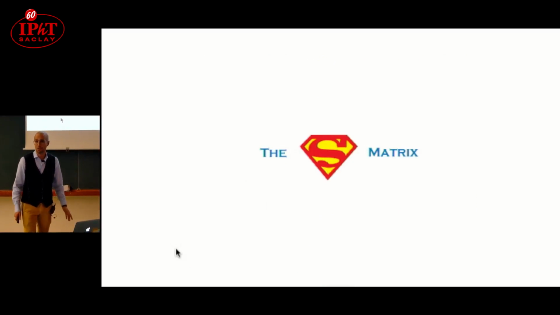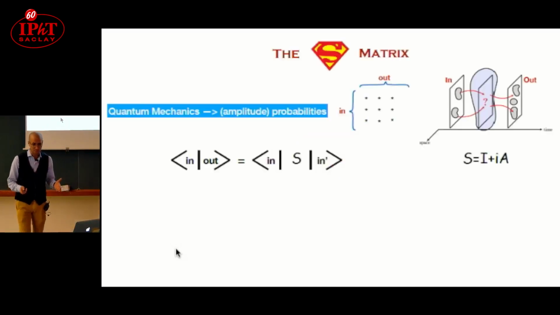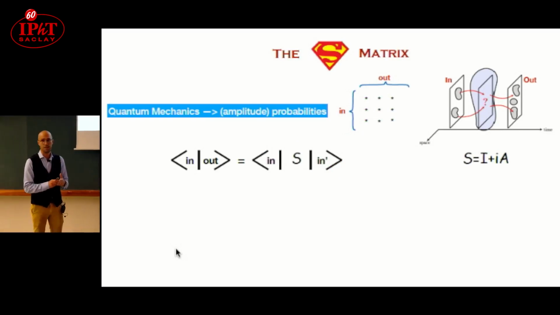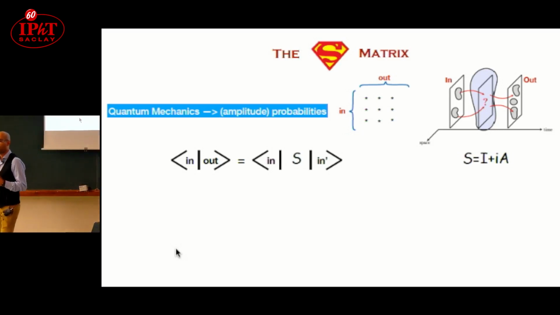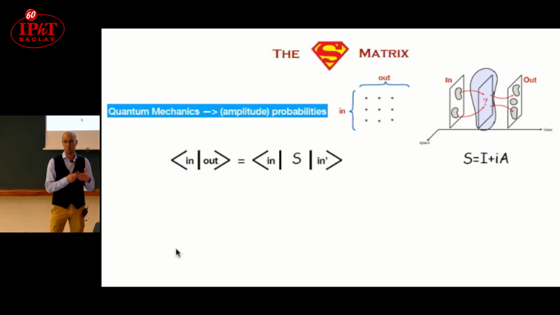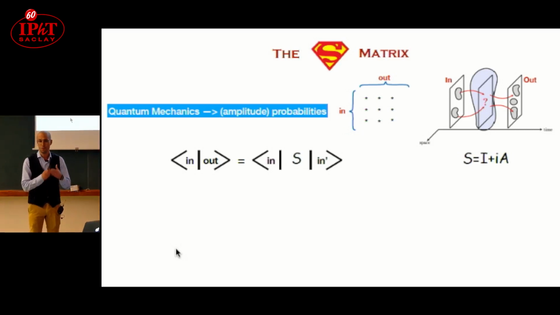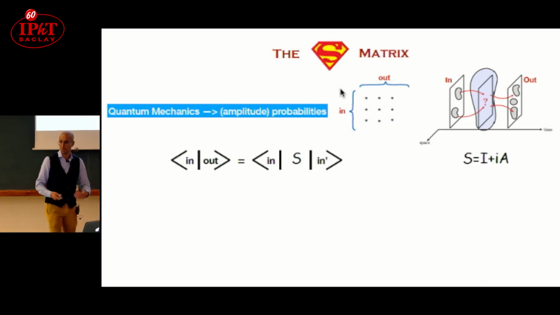OK, so the S matrix. I'm not sure if everybody knows what we are talking about here, so I have a small introduction about the subject. The world is quantum mechanical. And in quantum mechanics, we don't predict with certainty the outcome of experiments. What we can only predict with certainty are amplitudes or probabilities for things to happen. Even though you know the system very well, this is called the initial state, the outcome of your measurements is not predictable.